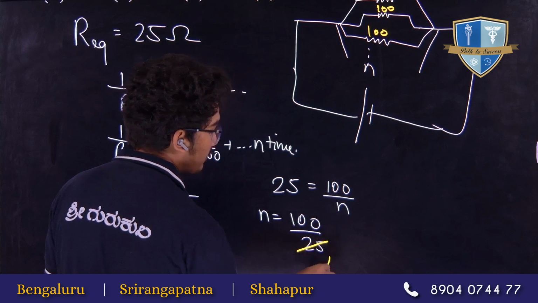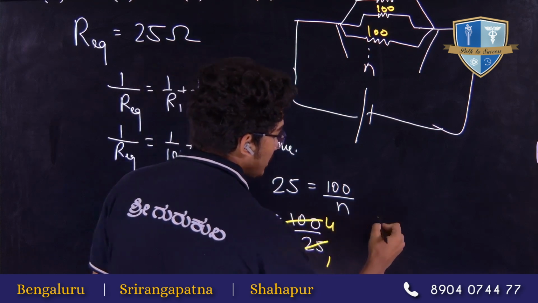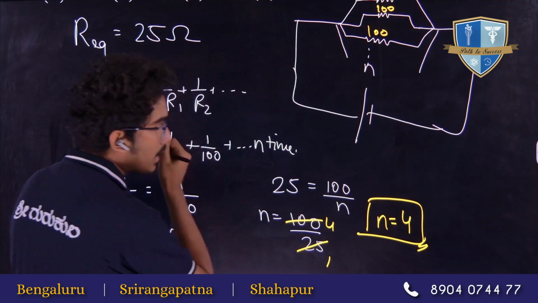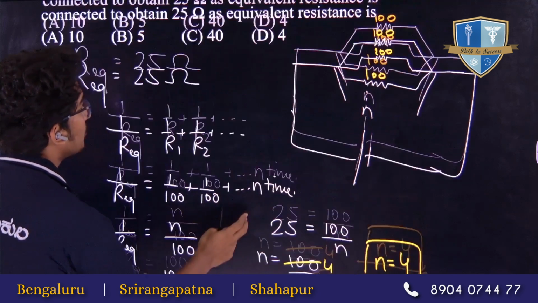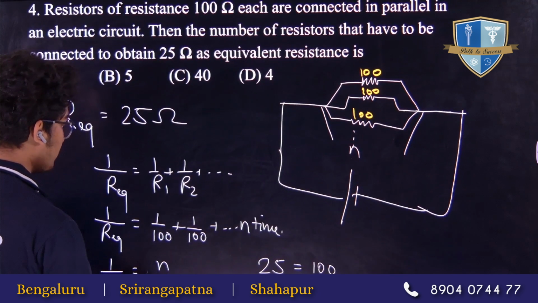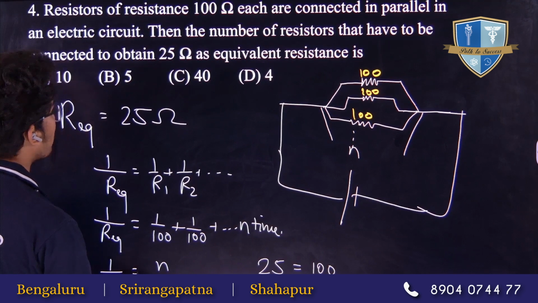So 25 ones are 25, 25 fours are 100. So n equals 4. So we are supposed to connect 4 resistances of 100 ohms in parallel to get an equivalent resistance of 25 ohms. So our correct option will be option D.